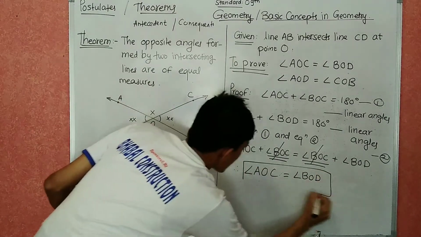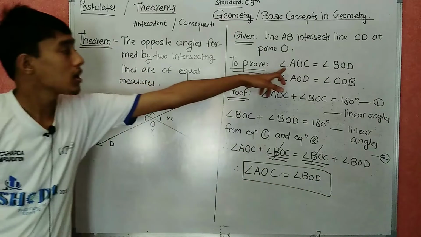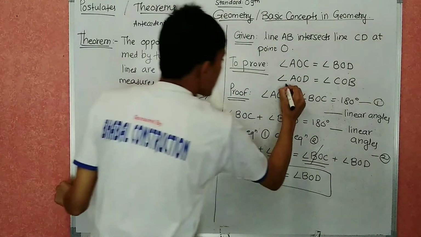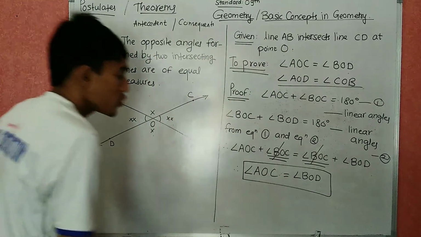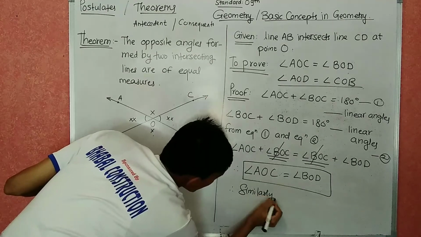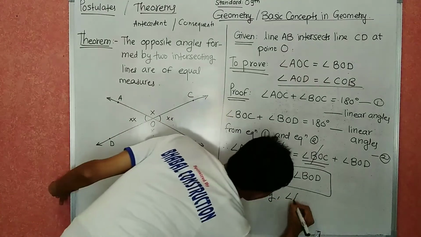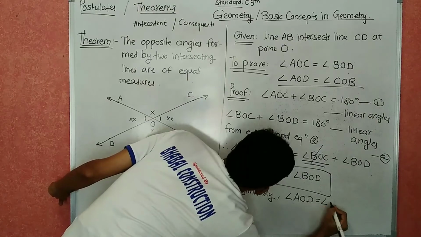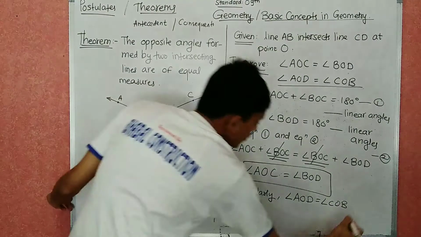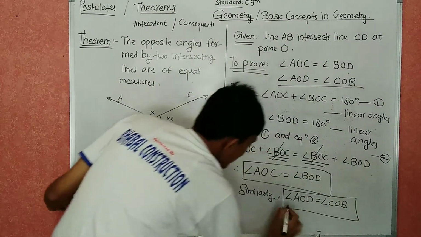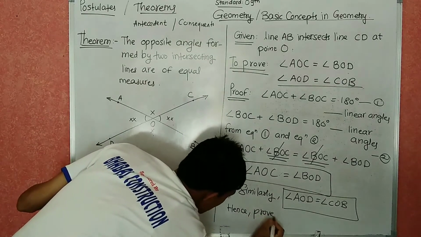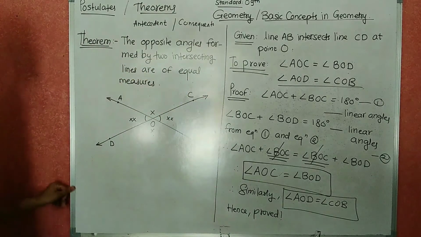This is what we have to prove: angle AOC is equal to angle BOD. In a similar way, we can prove angle AOD is equal to angle COB. So we can write similarly angle AOD is equal to angle COB. Hence we can write that the theorem is proved. Hence proved. In this way we have proved this theorem.